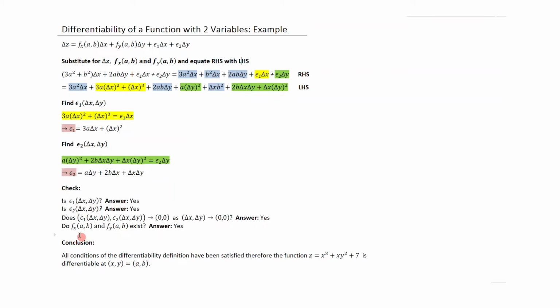And finally, do fx and fy exist? And yes, they do exist. So in conclusion, all conditions of the differentiability definition have been satisfied. Therefore, the function z equals x cubed plus xy squared plus 7 is differentiable at (x, y) equals (a, b).